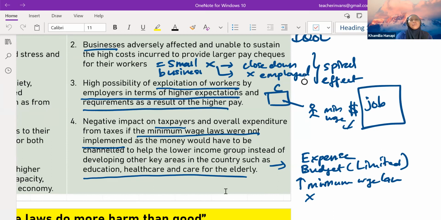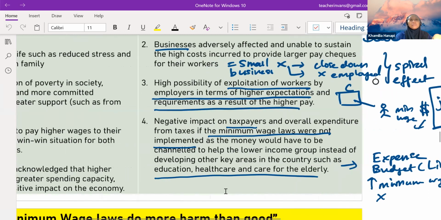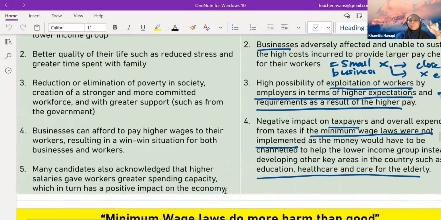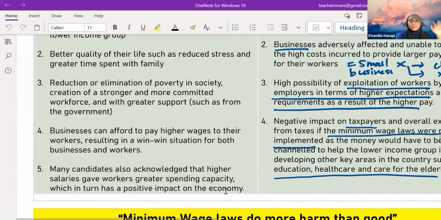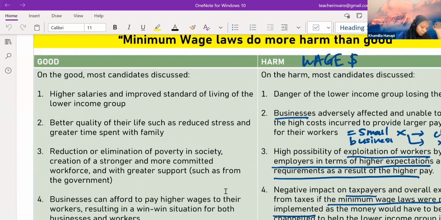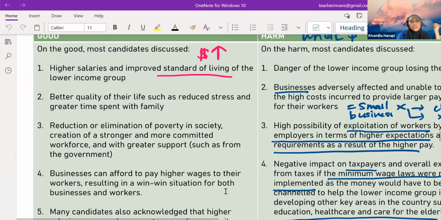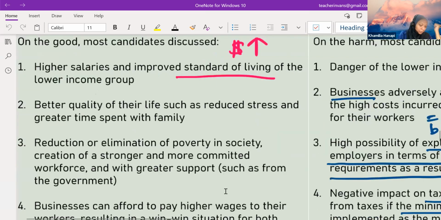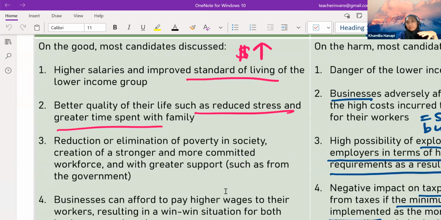Now, how about the other side? It is actually very good, that minimum wage laws are more good than harm. So what are the benefits of it? The benefit is improved standard of living. You get more pay, more money, an increase in money. Better quality of life, because when you have more money, you don't worry so much about whether you have paid the bills. The higher goal is, of course, to eliminate poverty, correct?